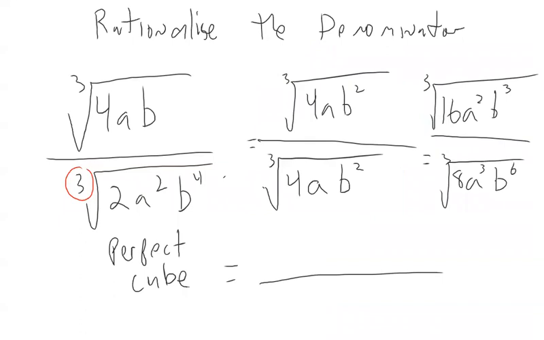So the cube root of 8 is 2. The cube root of a squared is a. The cube root of b to the 6 is b squared. Because remember our trick we learned last class. Take that number, put it in the denominator. 6 divided by 3 is 2.